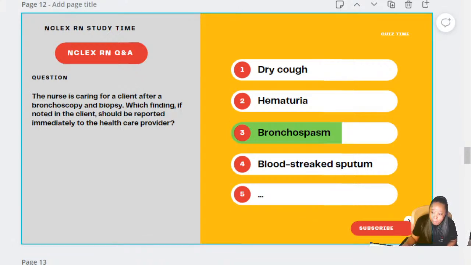because if the patient has a bronchospasm, the patient will not be able to breathe. So that's the reason you have to report this one. If you see hemorrhage, you will have to report. But besides that, bronchospasm is the situation that needs the attention of the physician.